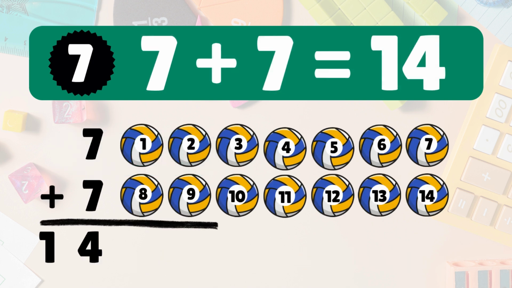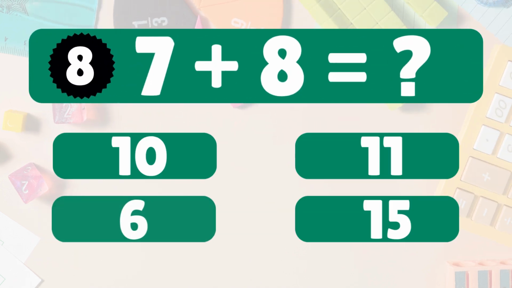What? 7 plus 7 equals 14. Let's count. 1, 2, 3, 4, 5, 6, 7, 8, 9, 10, 11, 12, 13, 14. 7 plus 7 equals 14. Well done. Next, 7 plus 8 equals?